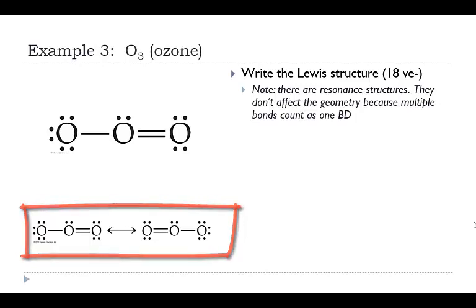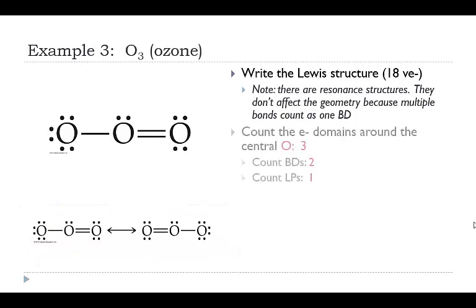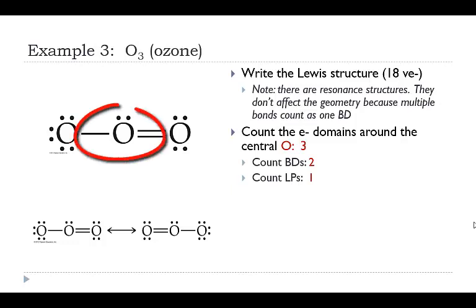So it doesn't matter which one we pick, and we'll just do the one at the top there. Alright, counting electron domains around the central atom, the central oxygen. There are 3 of them. 2 are bonds, and 1 is a lone pair. Notice that the double bond counts as 1 bond domain, 1 electron domain.